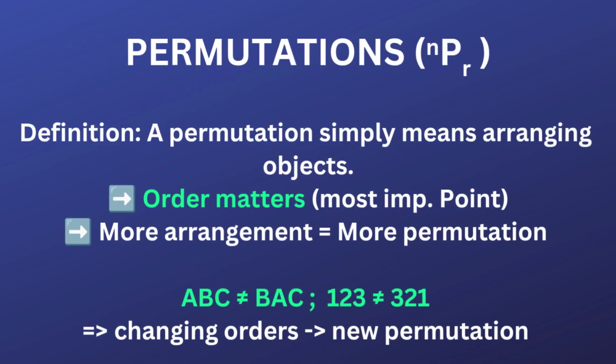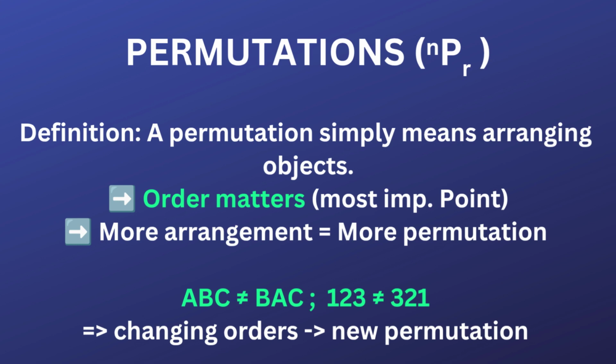Permutation is the number of ways to arrange r objects from a set of n distinct objects. Here the order is important. If the order changes, then the permutation changes. For example, ABC is different from BAC because the order of letters changed. Similarly, 1 2 3 is not the same as 3 2 1. So arrangement is equal to permutation.